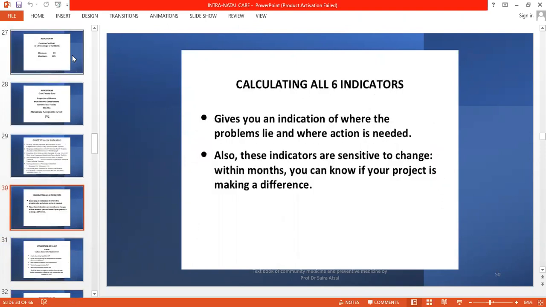If we calculate all these 6 indicators, they give us an indication of where the problem lies and where action is needed. All these indicators are sensitive to change within months. You can know if your project is making a difference.